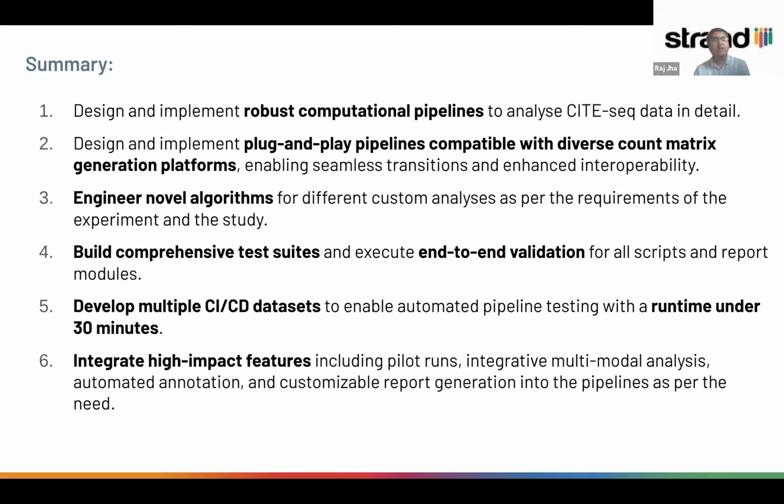without having to do a dry run. And then we can integrate high impact features, including pilot runs, integrative multimodal analysis, automated annotation, and customizable report generation into the pipelines as per your needs.